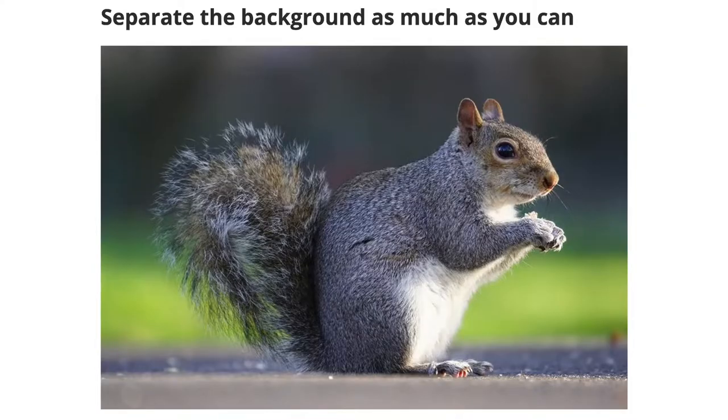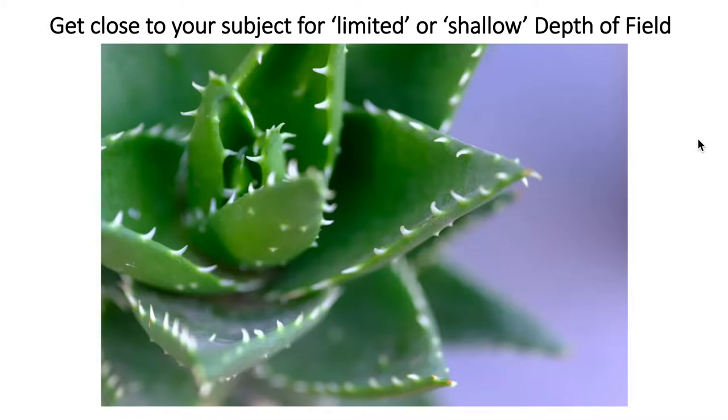So to get shallow or minimum depth of field, one thing you can do to exaggerate the effect is to separate yourself or your subject from the background. So separate the foreground from the background, give it a lot of distance. And also if you're closer to that subject, so here the photographer can get quite close to this little squirrel and then throwing out the background and making it look blurry. And again, it brings a lot more attention to the main subject, which is the squirrel. So get close to your subject for limited or shallow depth of field, because that will help you exaggerate that effect.